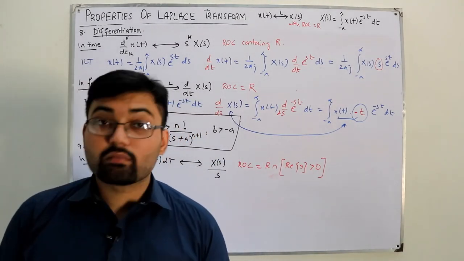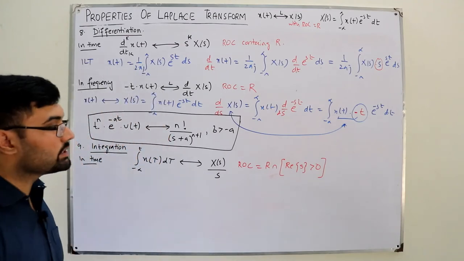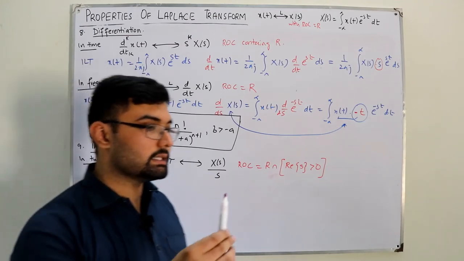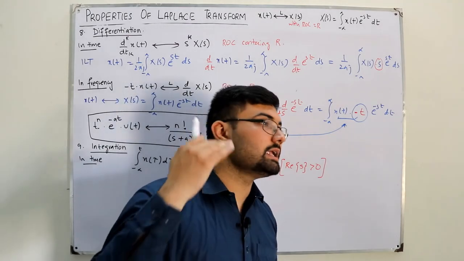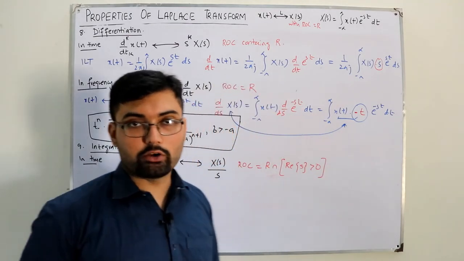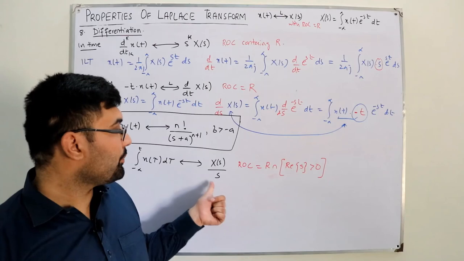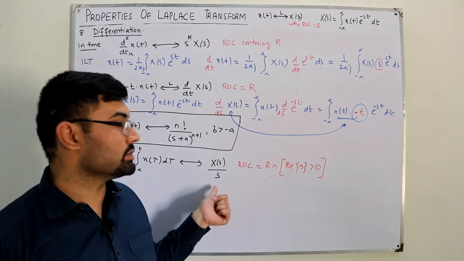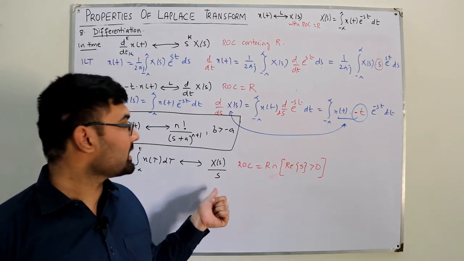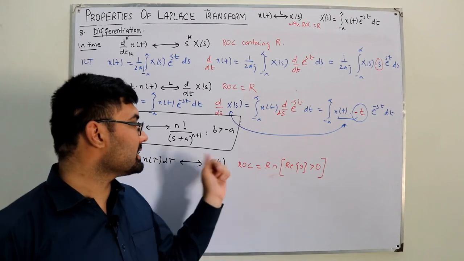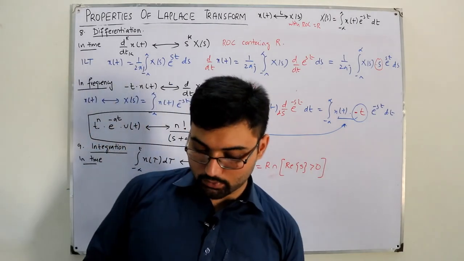How is that? Why is that? Because you know that for a right sided signal, the ROC has to lie to the right of the rightmost pole, right? So have a look over here. A new pole has been added at s equal to 0. So which means now the ROC has to lie to the right of this pole as well.